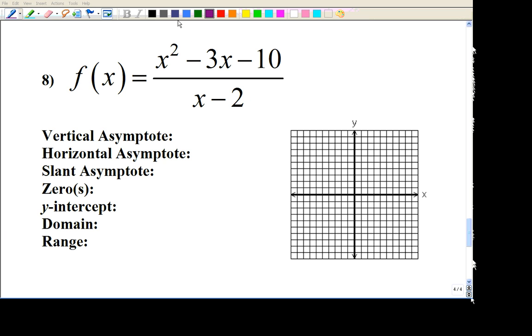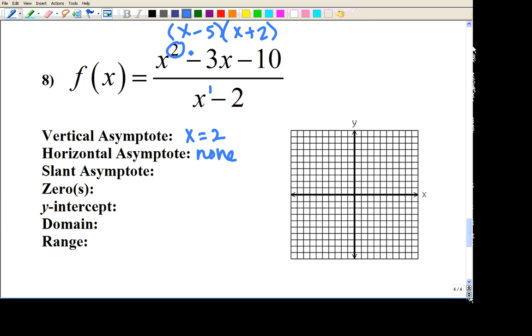So here's number 8. X squared minus 3x minus 10 over x minus 2. Again, always factor it if you can. So we have x minus 5 times x plus 2. Nothing canceled. So for the vertical asymptote, you look at the denominator, figure out when it equals 0. So that's x equals 2. For the horizontal asymptote, that's the bigger-on-top, bigger-on-bottom rule. Here our exponent is bigger on top than it is on the bottom. So when it's bigger on top, there's no horizontal asymptote, but that's when you need to check for the slant asymptote. And you do that by doing synthetic division here.